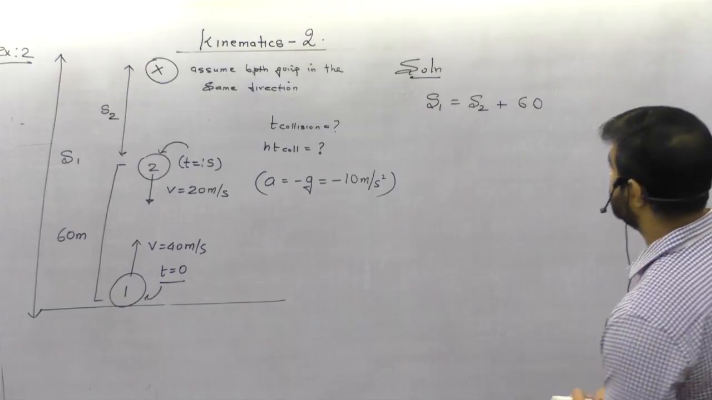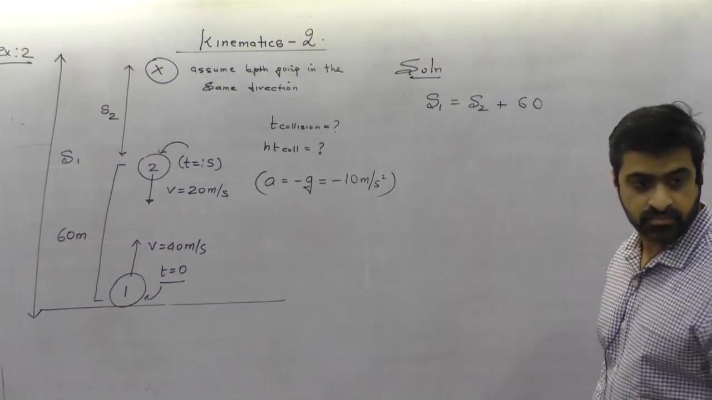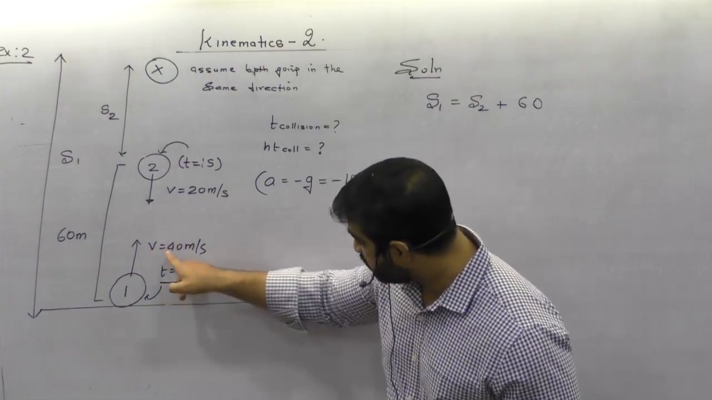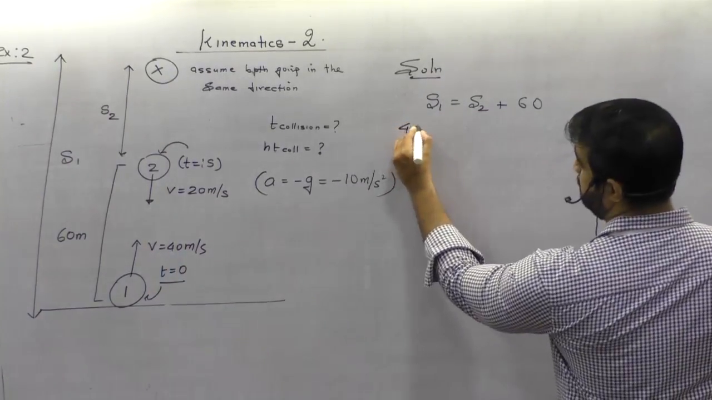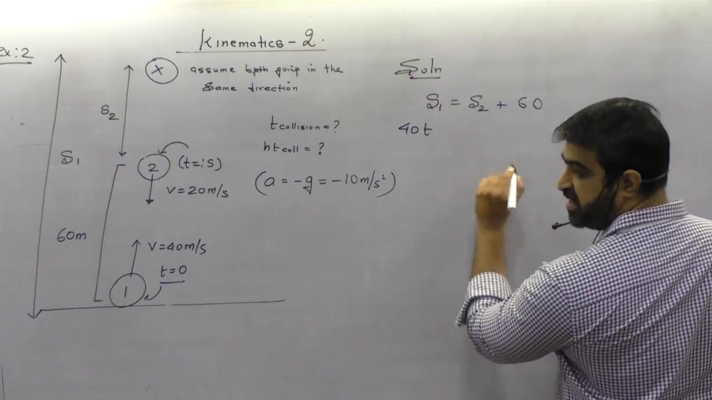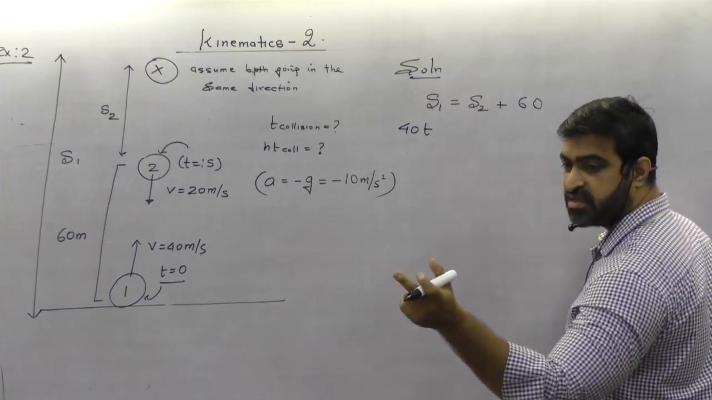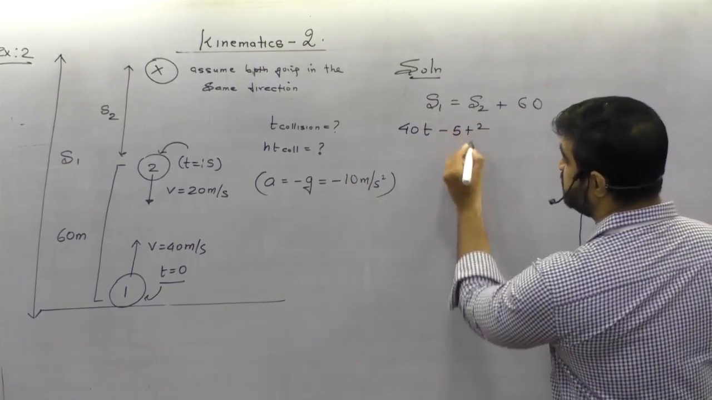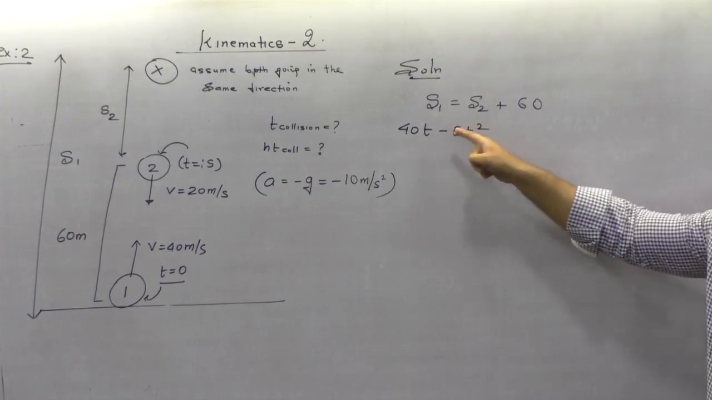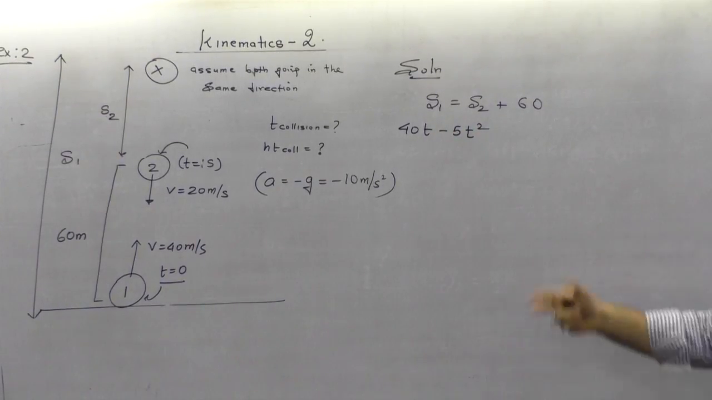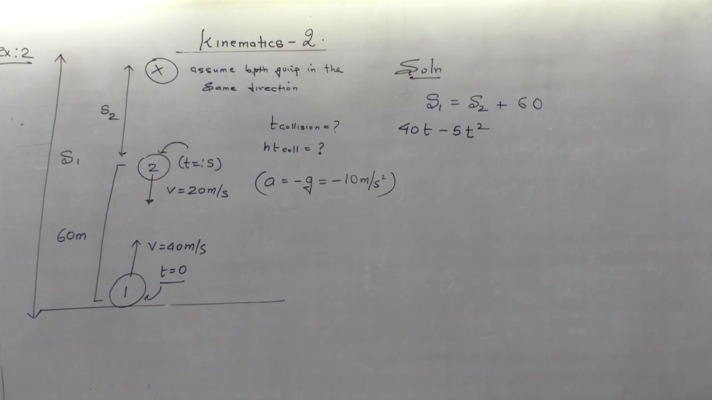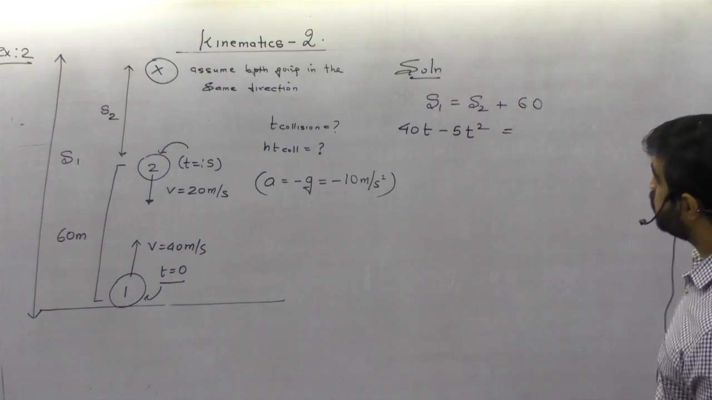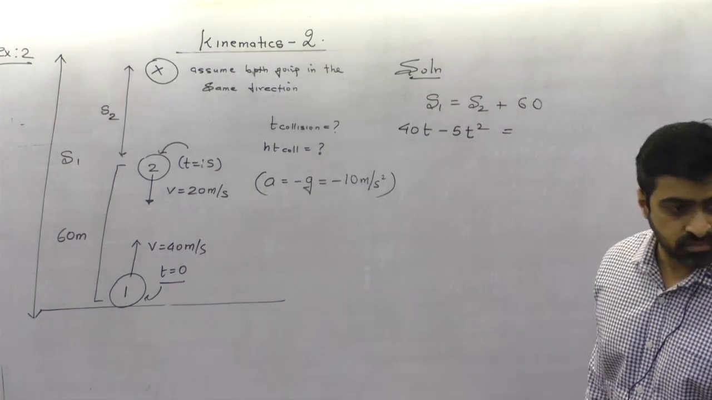Now look at this. S is ut plus half at square. So, beta, idhar dhyan dena. Iska u kitna hai? 40t plus half at square. But a kitna hai? Minus g, minus 10. Aur uska half karenge to ho jayega minus 5t square. Are you agreeing with me, sir? Ut minus half gt square. And a is g. So half of 10 is minus 5. Clear hai? Ye ho gaya. S1, S2 ka humko ut plus half at square likhna hai, batao zara mere ko, iska u kitna hai?